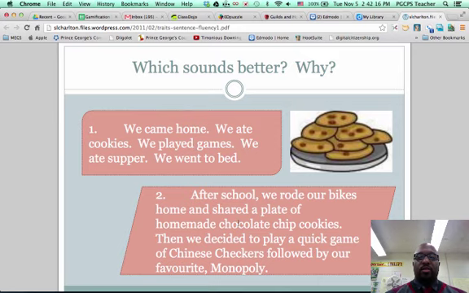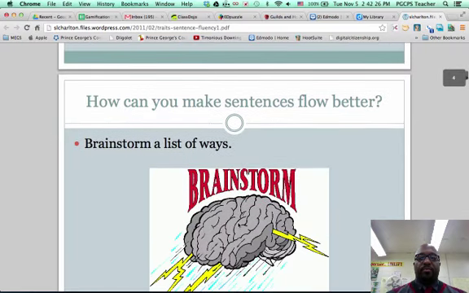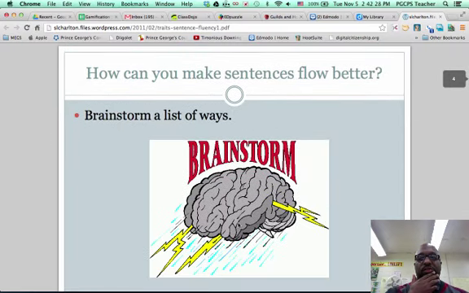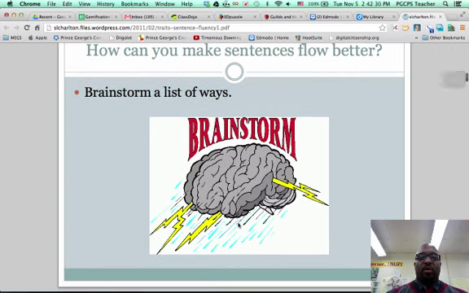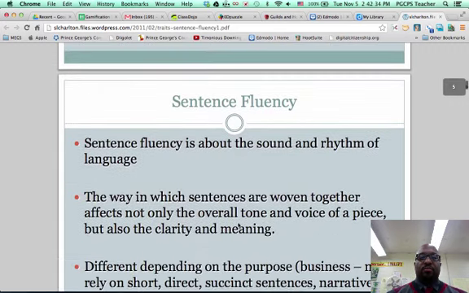So sentence fluency is taking words and putting them together to form sentences so that they flow and have sort of a rhythmic pattern to them. All right. So how can we make sentences flow better? We're going to look at and brainstorm some ideas of how you can do that.